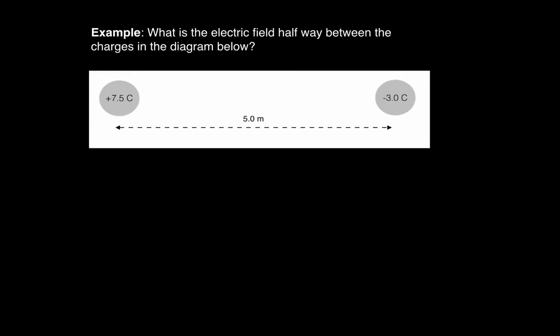Example: what is the electric field halfway between the charges in the diagram below? The charges are 5 meters apart, so the halfway point between them is at 2.5 meters. To calculate the magnitude of the electric field at this point, we need to know the electric field due to the 7.5 and the negative 3 coulomb charge and then combine it. We'll start with the 7.5.